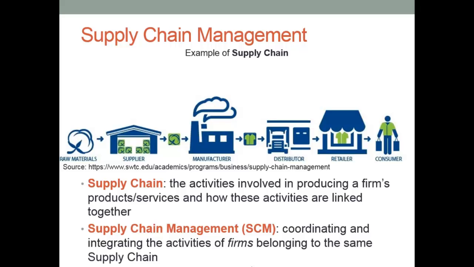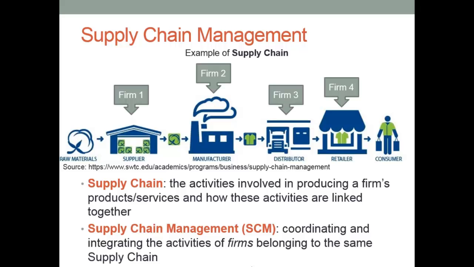The supply chain is the activities involved in producing a firm's products and services, and how these activities are linked together. Now, supply chain management is the coordination and integration of all the activities of the supply chain, irrespective of whether they're performed by your firm or by independent firms. So as I was saying, there are 4 firms involved in the supply chain management, but at any point in any supply chain, you may have 4 independent firms, or you may find that one firm is carrying out the activities of all 4. It depends.